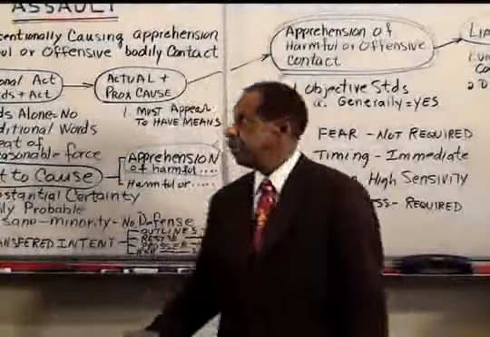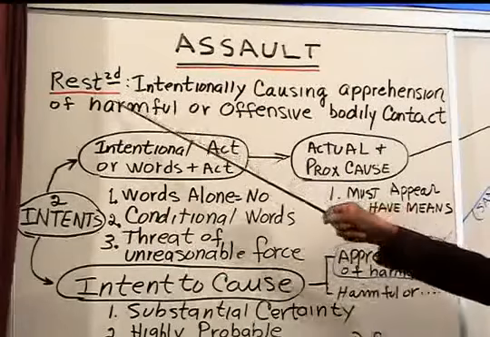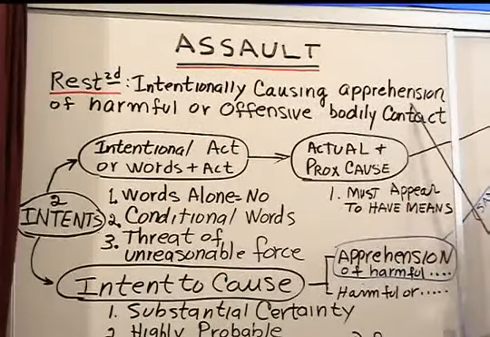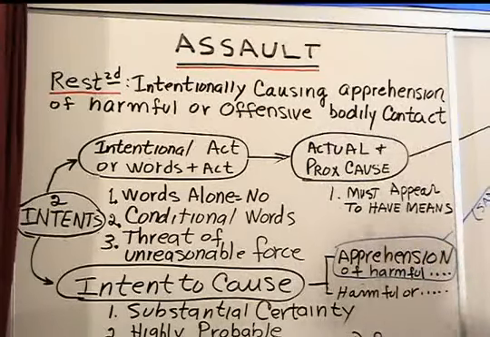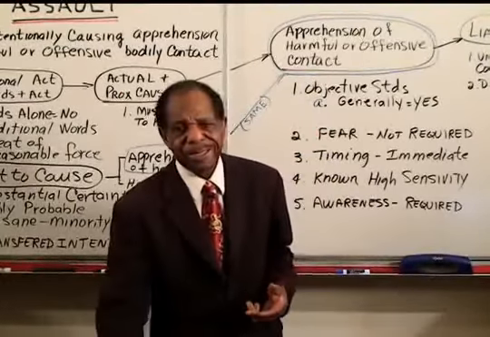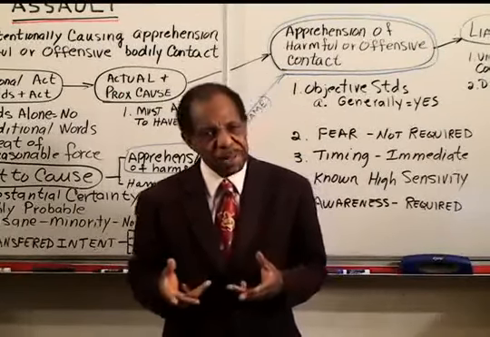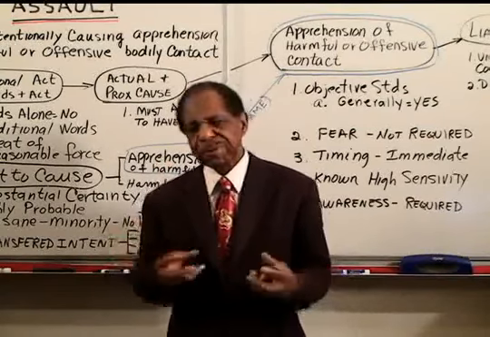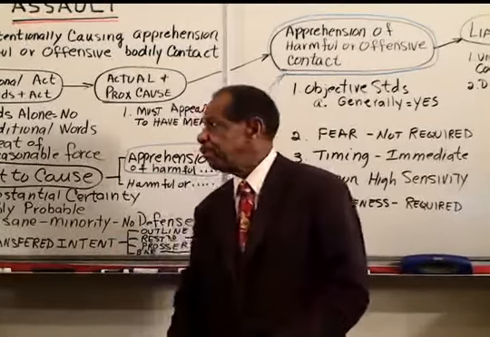This is a lecture on assault. Now, assault is defined in the Restatement as intentionally causing apprehension of harmful or offensive bodily contact. The problem that people have with assault is the state of mind. The reason for this problem is that there are two states of mind required for assault, and people try to fit it into one. The two states of mind are shown here.